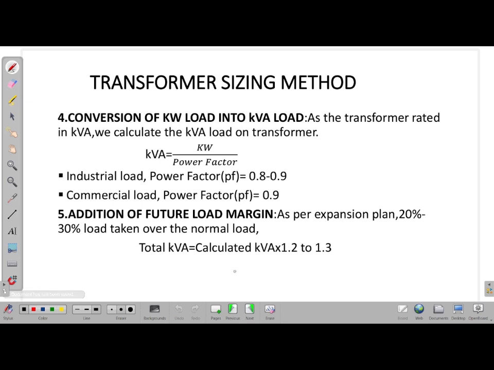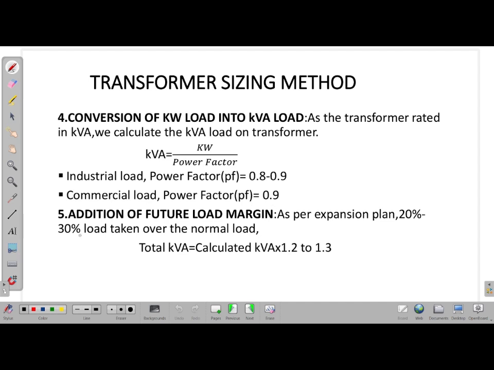The next point is the conversion of the kilowatt load on the transformer into kVA load. The transformer is rated in kVA. We have to calculate the kVA load on the transformer. The kVA load is calculated by kilowatt divided by power factor. The power factor for industrial load is taken as 0.8 to 0.9, and for commercial load, it is taken as 0.9.